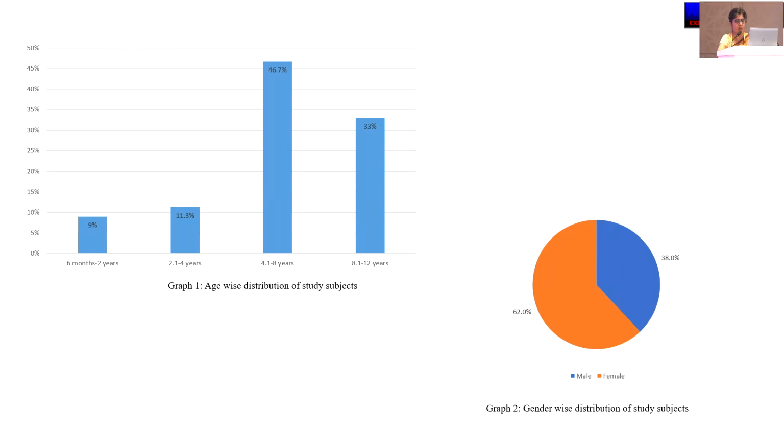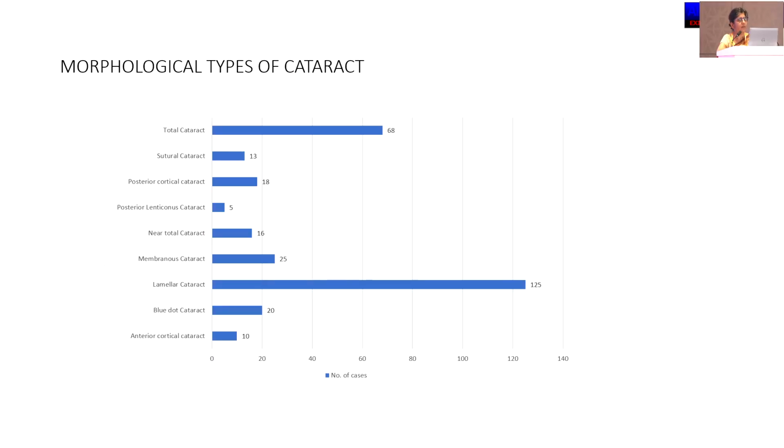So these are just graphs showing the number of patients which were taken. The maximum number of patients were between 4 to 8 years, and female more than male. This is a graph of the morphological types of cataracts. Lamellar cataracts were the most common in the age group that we took, followed by total mature cataracts.